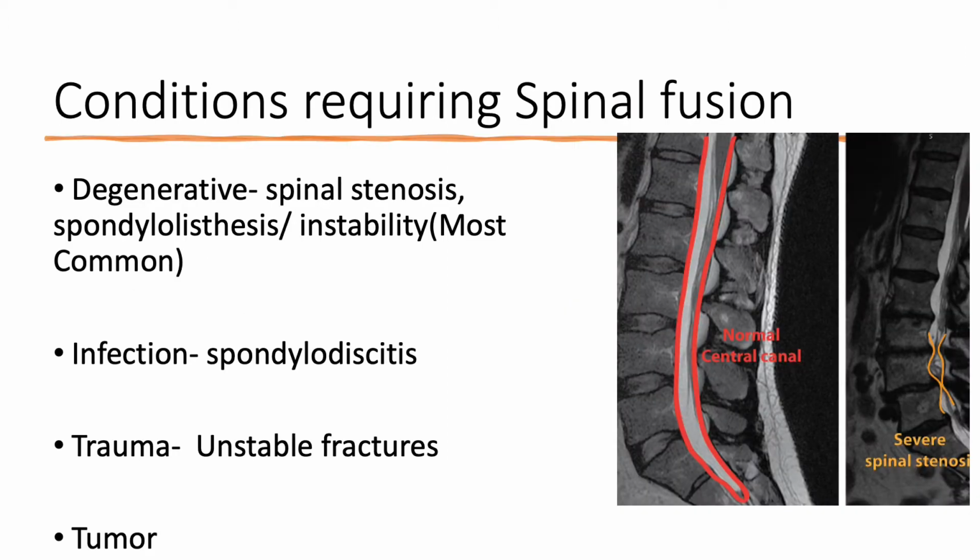So what are the conditions that actually require a spinal fusion surgery? It can be broadly categorized into degenerative, infective, trauma, or tumor. In the degenerative category, it could be because of a spinal stenosis or narrowing of the spinal canal. It could be a spondylolisthesis or instability. Now, degenerative conditions are the most common conditions that would require a spinal fusion surgery.